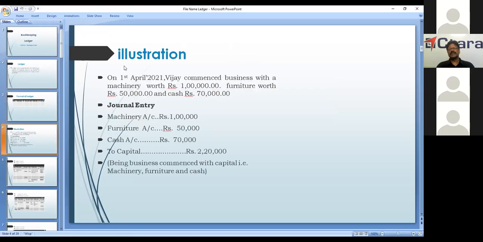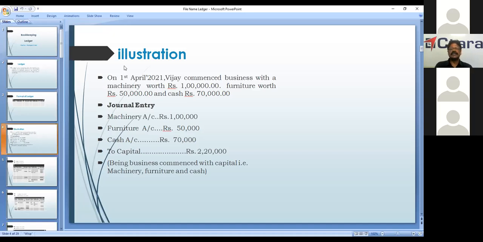We'll have a small illustration here. Okay, so on 1st April 2021, Vijay commenced business with machinery worth rupees 1 lakh, furniture worth rupees 50,000, and cash rupees 70,000. This means he commenced business with machinery, furniture, and cash. That means it's capital, in the form of machinery 1 lakh, furniture 50,000, and cash 70,000.